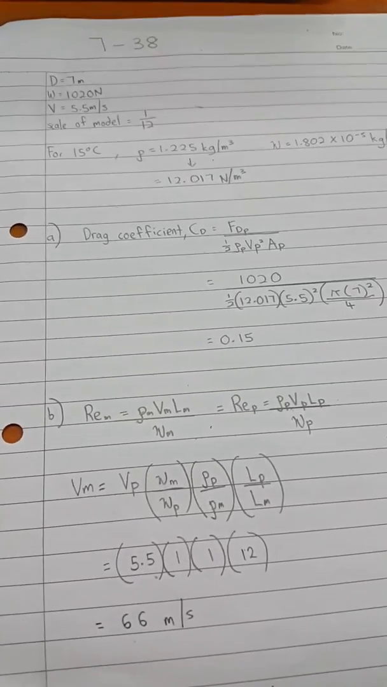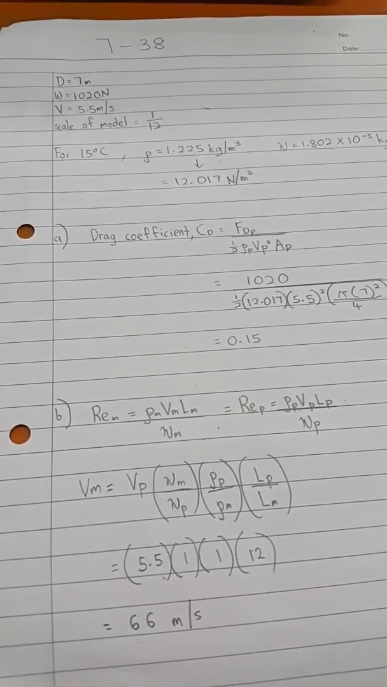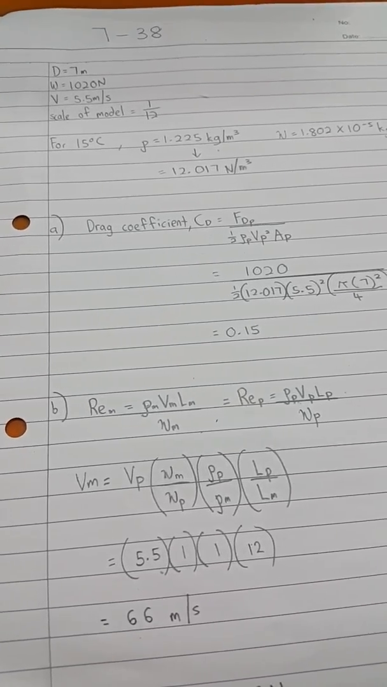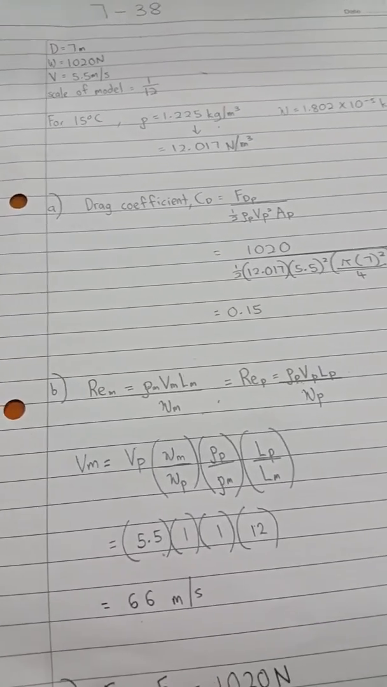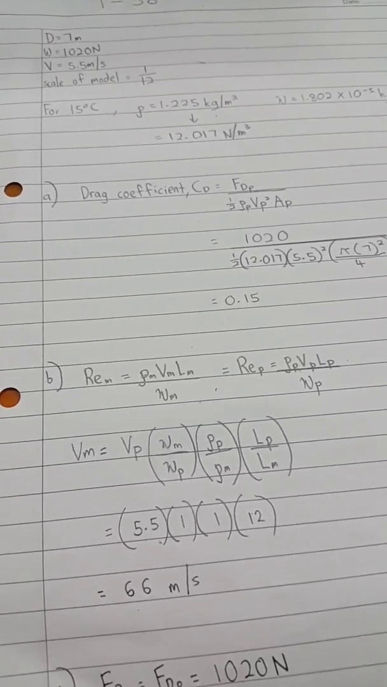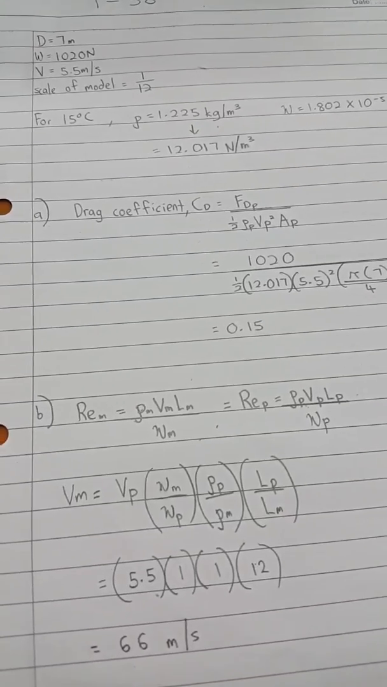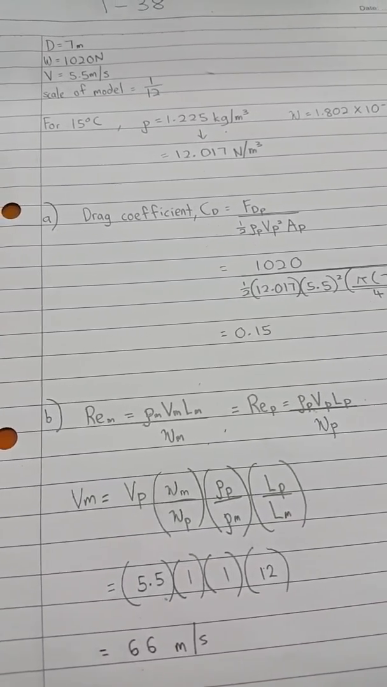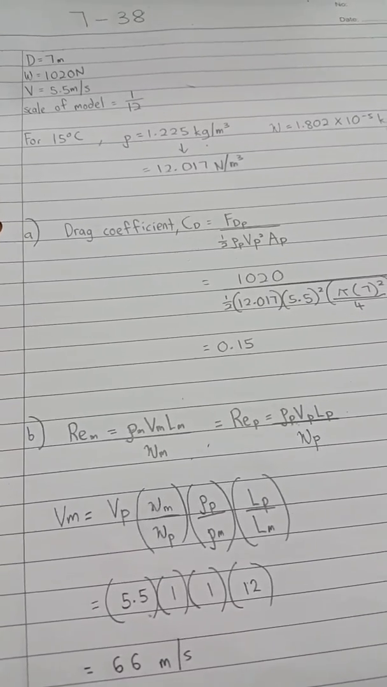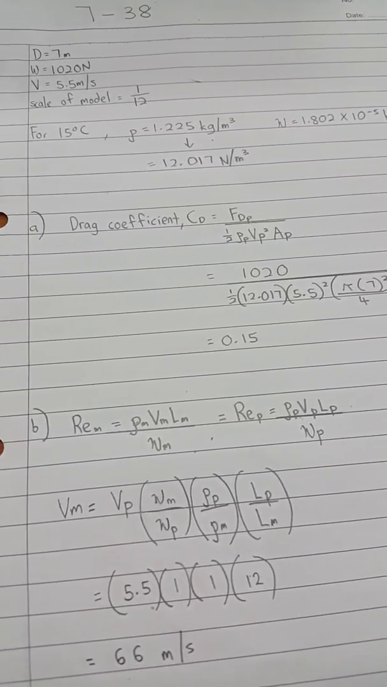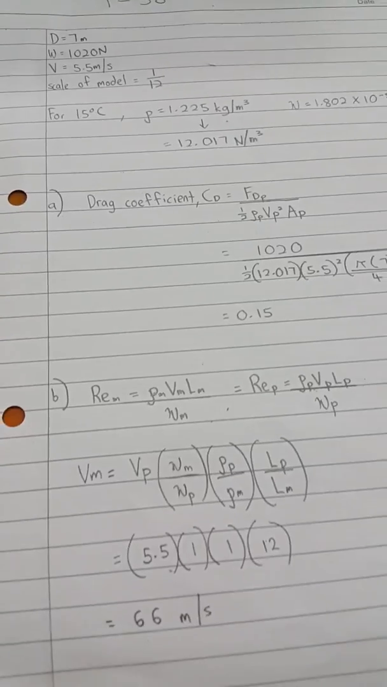So for part B, we must match the model and prototype Reynolds numbers in order to achieve dynamic similarity. The similarity equation is as follows: Reynolds number of the model equals rho V L over mu of the model, and Reynolds number of the prototype equals rho V L over mu of the prototype.